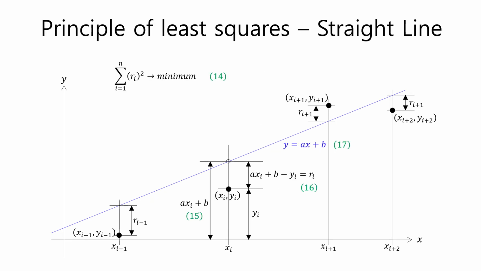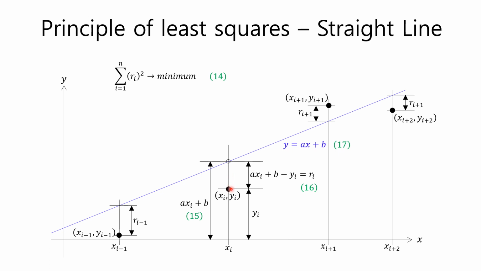Let's learn about the principle of least squares in the case of a straight line. If the system function is a linear function expressed in equation 17, let us learn the principle of the least squares regression. Let's say the system equation is equation 17, y equals ax plus b. Now, let's analyze xi and yi among several measurement data. Because the measured data contains errors, it does not conform to the system equation line and deviates from it.